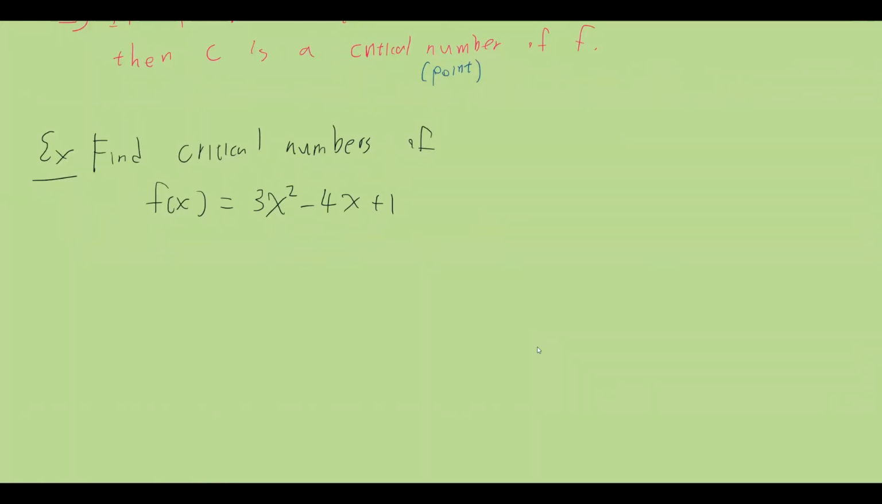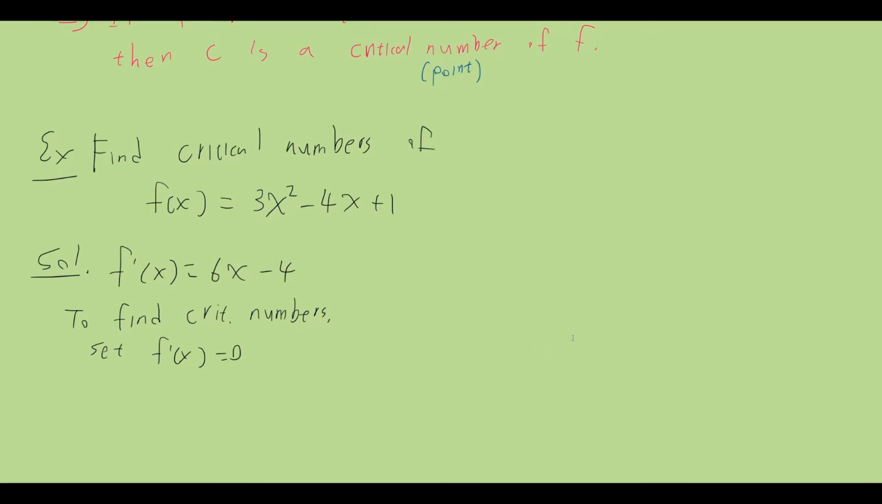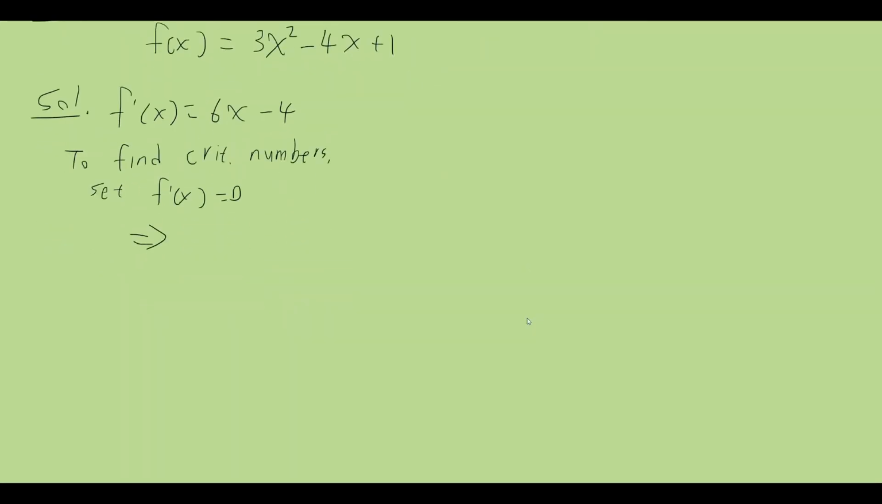Find the critical numbers of the function f of x, 3x squared minus 4x plus 1. All right, so to start, we're going to figure out what f prime is. Right, so f prime of x, which is the derivative of this polynomial, is going to be 6x minus 4. Now, to find critical points or critical numbers, we're going to set f prime of x equal to 0. That means we have 6x minus 4 is equal to 0, and I'll keep on solving.